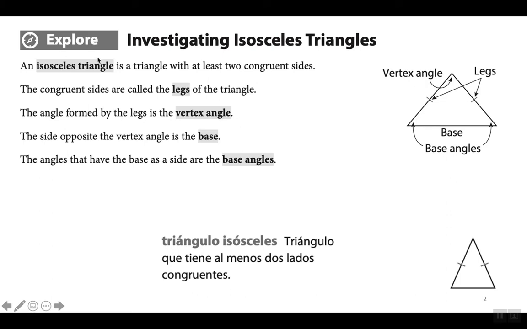Okay, an isosceles triangle is a triangle with at least two congruent sides. As you see in this triangle right here, the left and the right sides are congruent. The congruent sides are called the legs of the triangle. The angle that's formed by the legs is the vertex angle. The side opposite the vertex angle is the base. So this side right here is the base, and these two angles are the base angles.